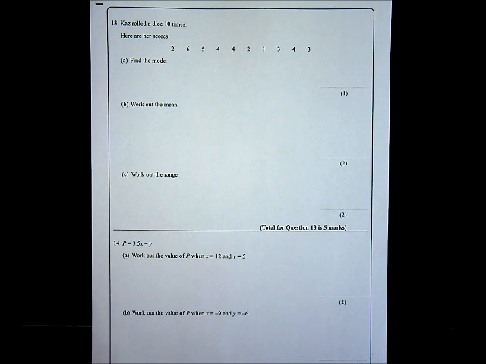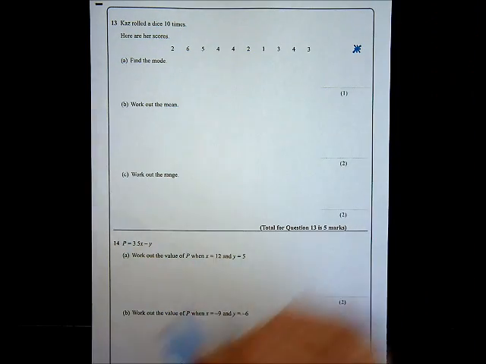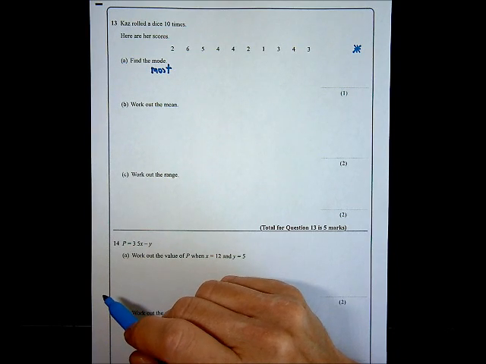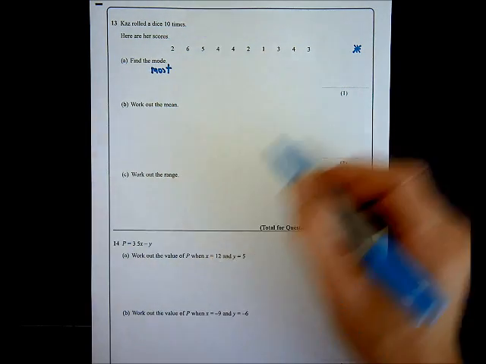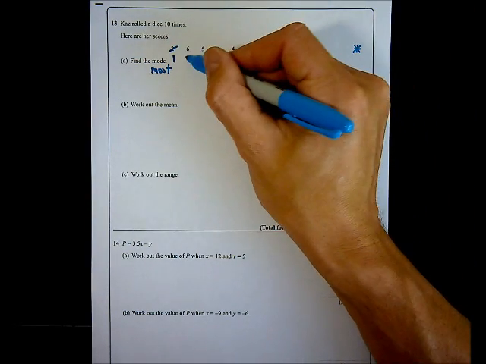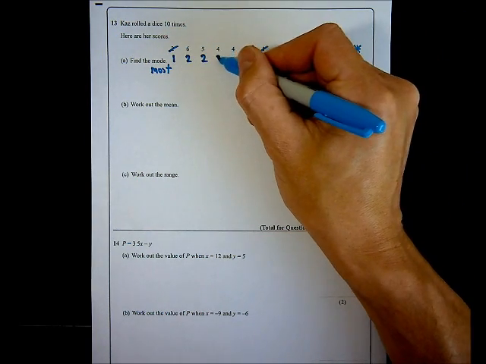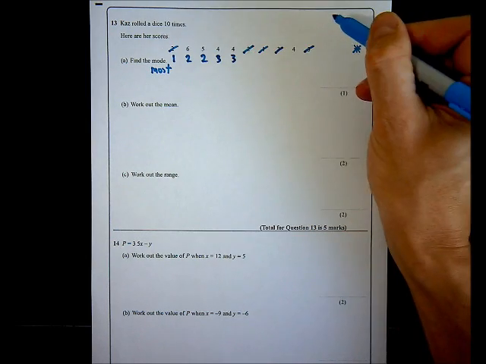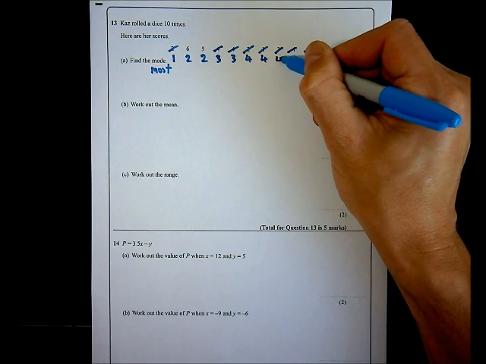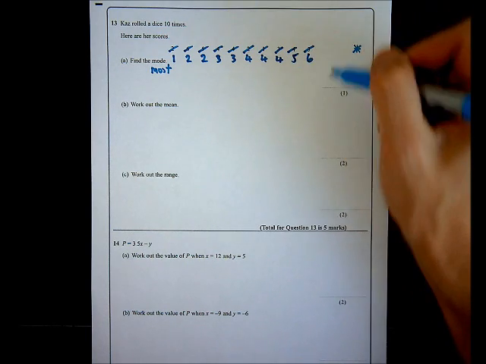On question 13, I'm told that Kaz rolled the dice 10 times, and I'm given the scores here. And I'm asked to find the mode, and the mode is the most common. So, the first thing I'm going to do is write these numbers out in order. So, I've got a 1, and that's that one crossed off, and then I've got a 2, and then another 2, and then I've got a 3, and another 3, and then a 4, and then another 4, and then another 4, and then a 5, and then a 6. And I've lined them up underneath so you can see I haven't lost any numbers.